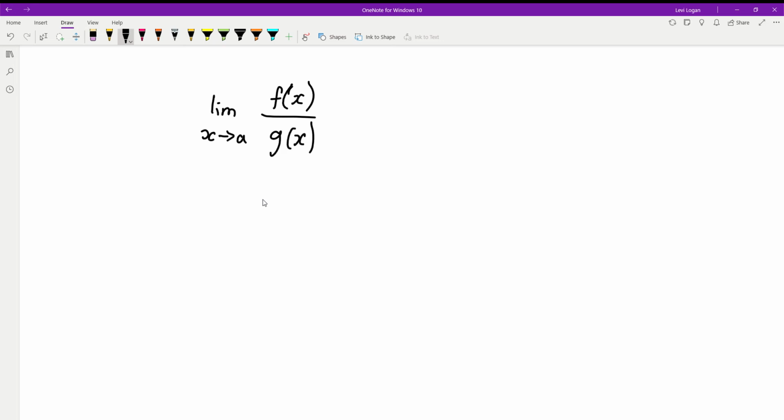So when it approaches a, you're going to get a case where we have 0 over 0, okay? Therefore, this implies that f of a is equal to 0 and g of a is equal to 0, okay? Now this is fine, we can work with this, okay? So what we can do is rewrite this like this.